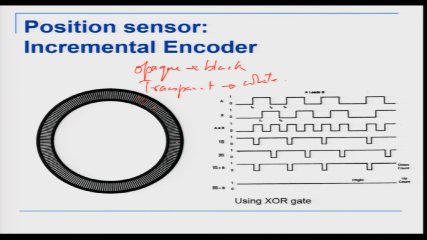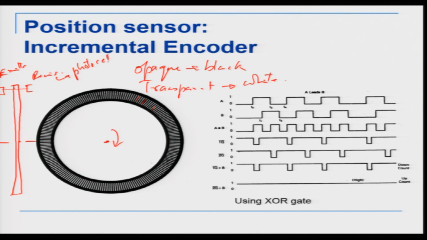Now, how this works is essentially, if I take the side view, this is rotating about that axis. So, this is my side view, this is my axis. On one side we have an emitter and on the other side we have a receiver. This emitter is going to emit light, so it will go like that. The receiver is essentially a photocell which is going to receive that light.